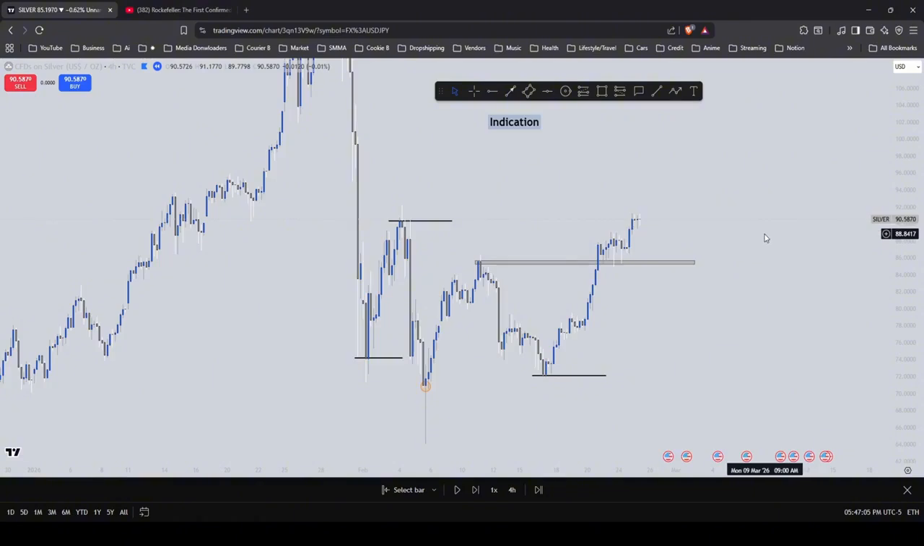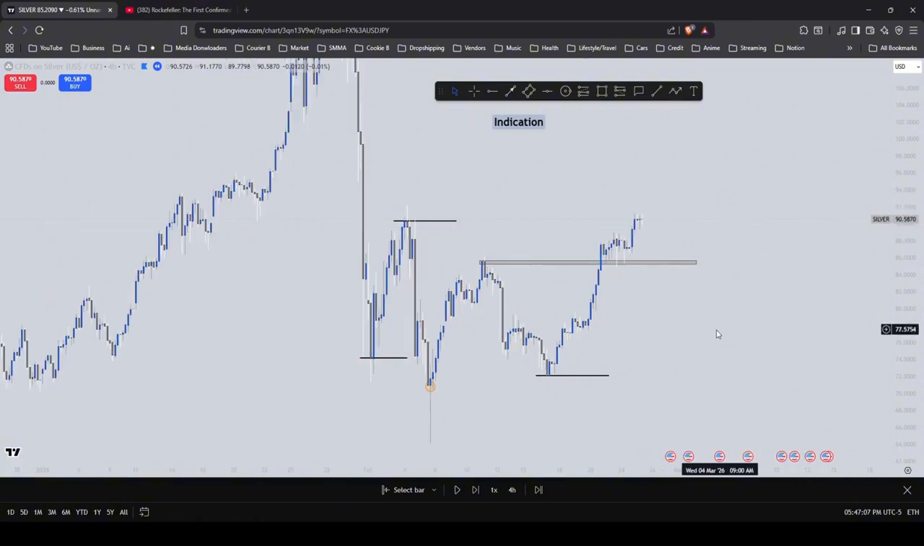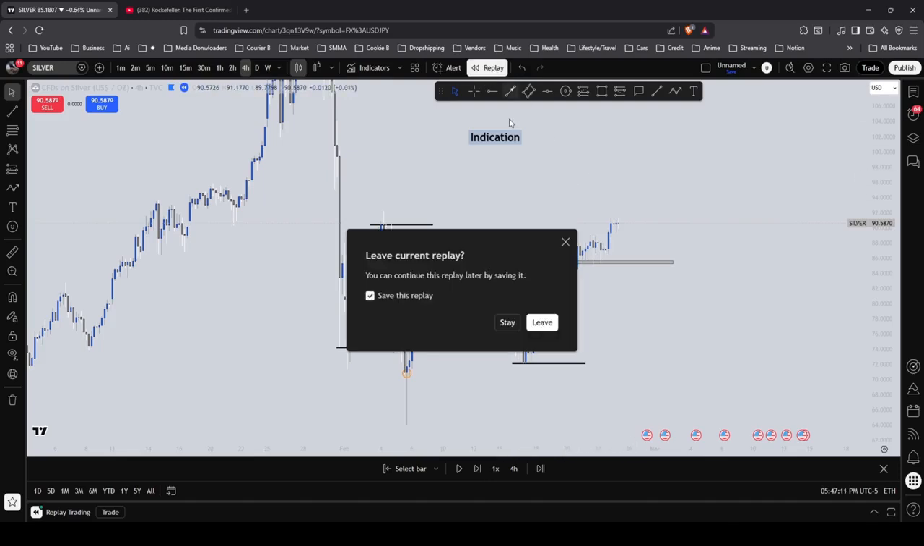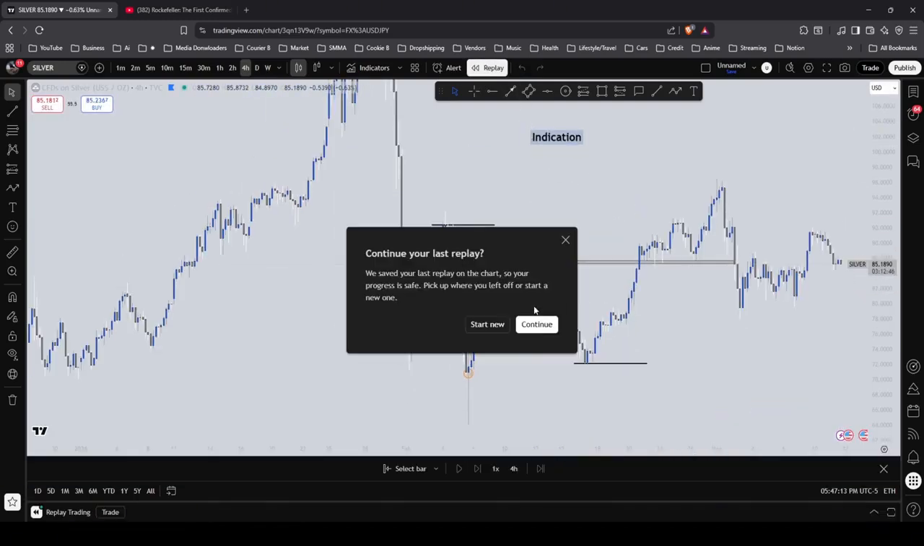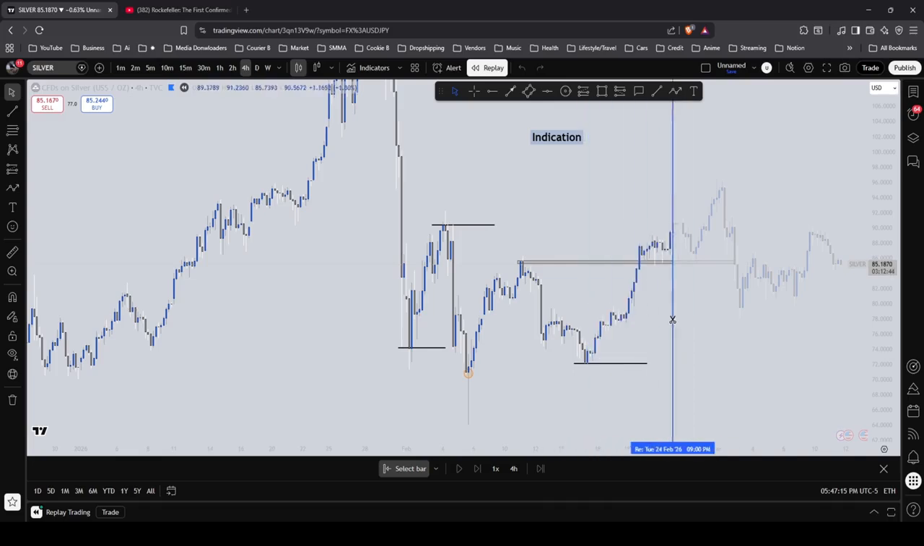So at the time, before I got into this trade, I saw this right here. Let me go back one. Start anew. At the time, I saw this.